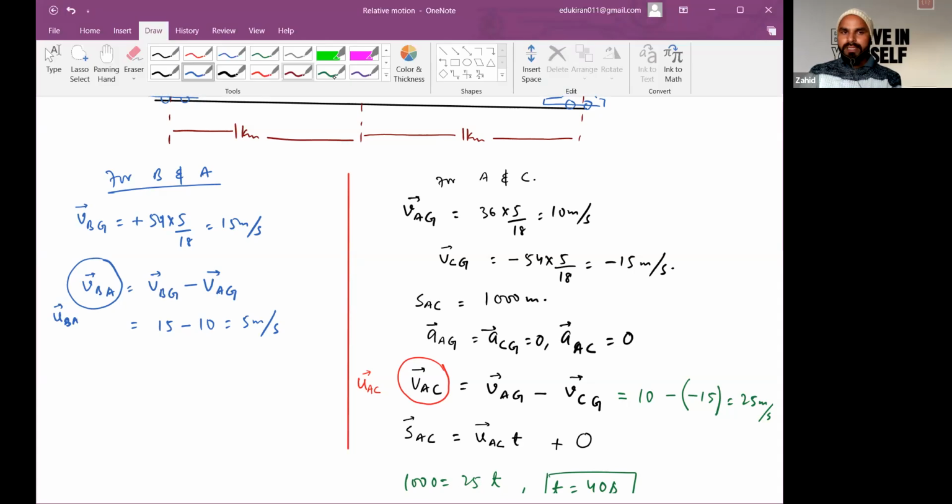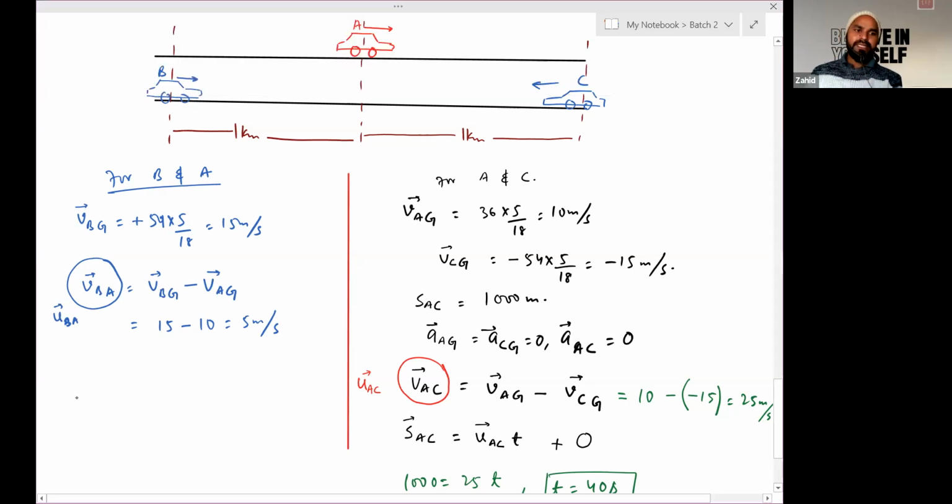Now using the second equation of motion, S relative is equal to U relative into T plus half of A relative into T squared. Both with the same reference, B with respect to A. Just simplify it, you'll get acceleration of B with respect to A from this part. Put the value of T to be 40 seconds, U relative is 5 meter per second, S relative is 1000.